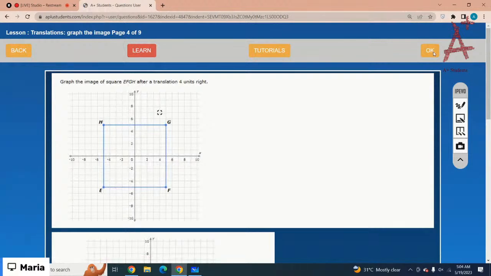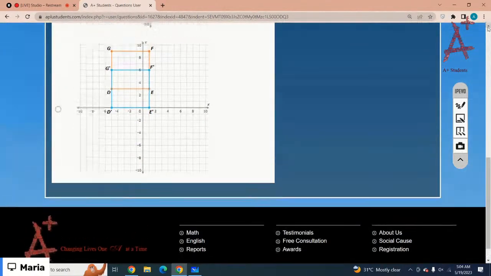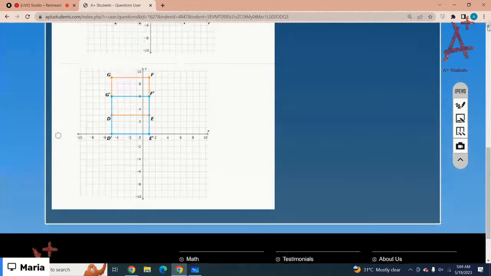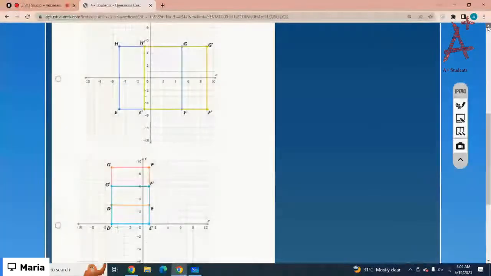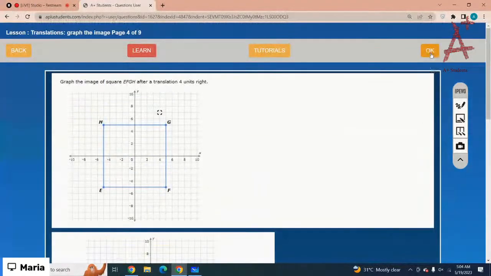Graph the image of square EFGH after a translation of 4 units. Right, you have to move 4 units from here. It would be here. That would be the correct option. Got it? Option number 1 is the correct option.